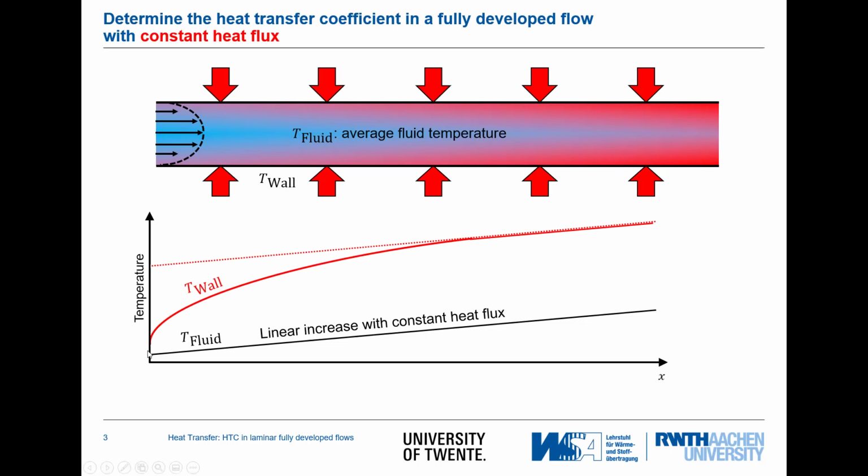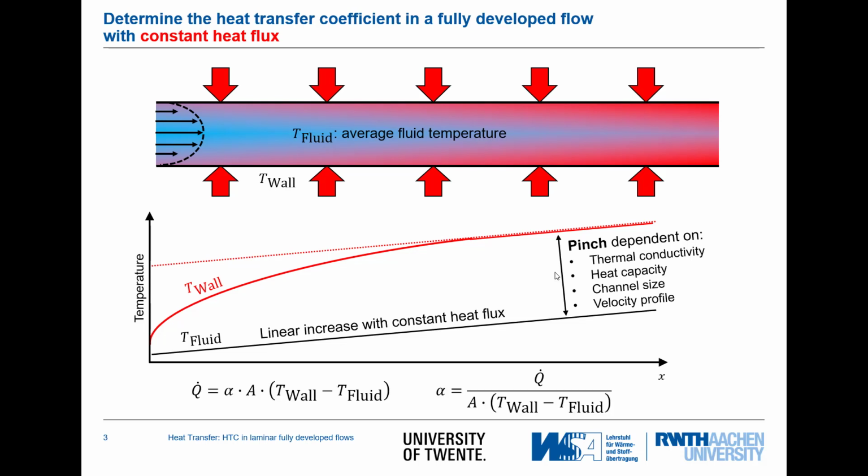The wall temperature will show a little bit different behavior. We start here at the inlet with the wall temperature exactly the same as the fluid temperature, because the boundary layer starts at a thickness of 0. Then the temperature increases first rapidly and finally reaches a constant difference between the fluid temperature and the wall temperature. We already have learned this depends on the thermal conductivity, heat capacity, channel size and velocity profile. So now we are interested in calculating this heat transfer coefficient.